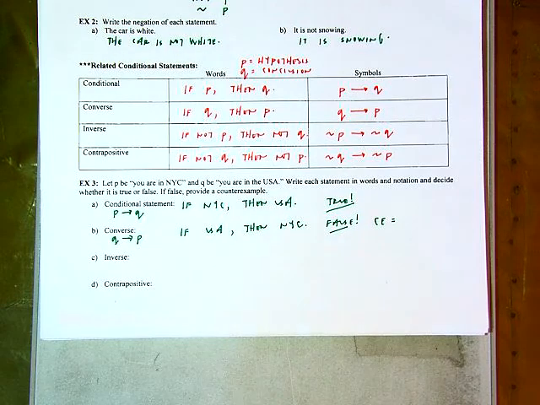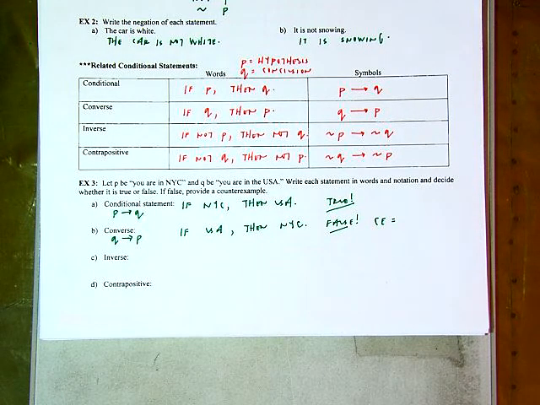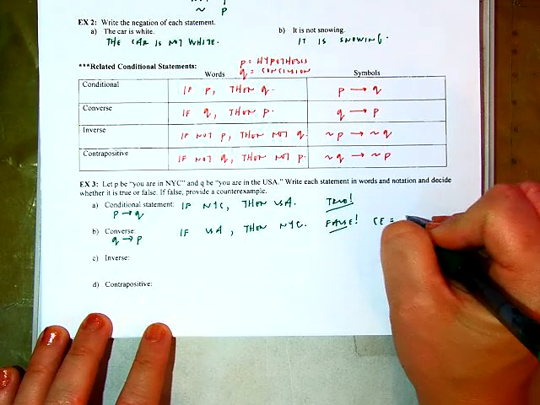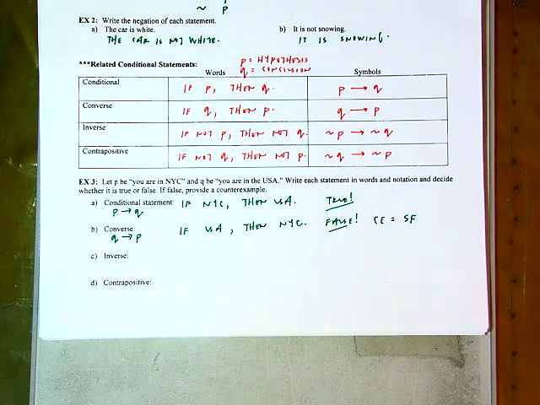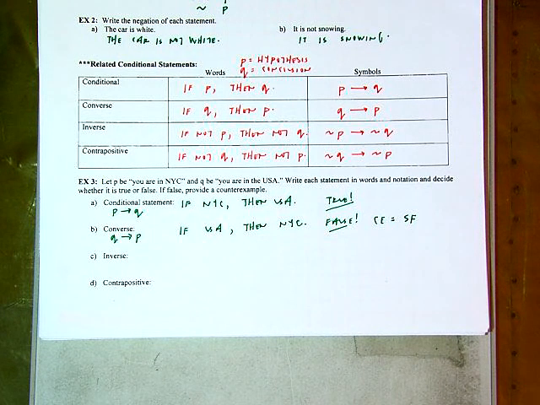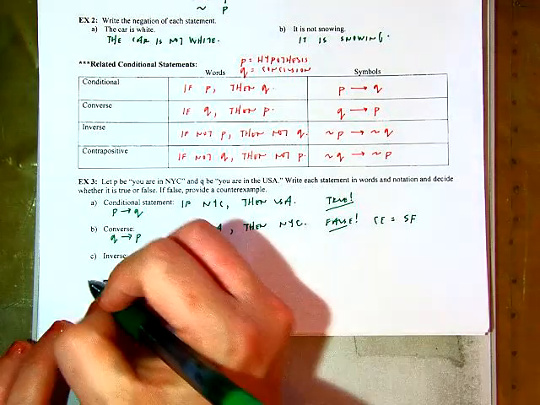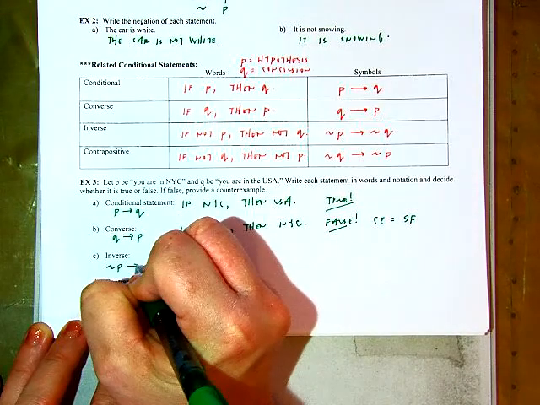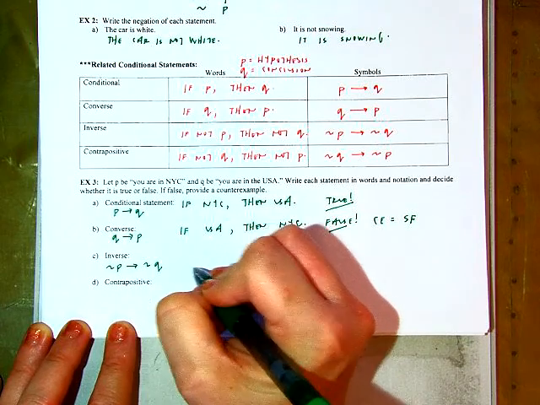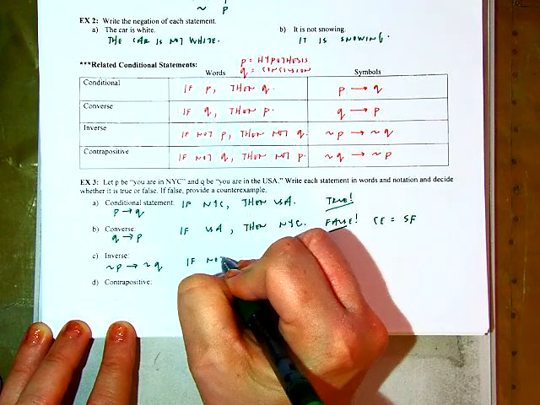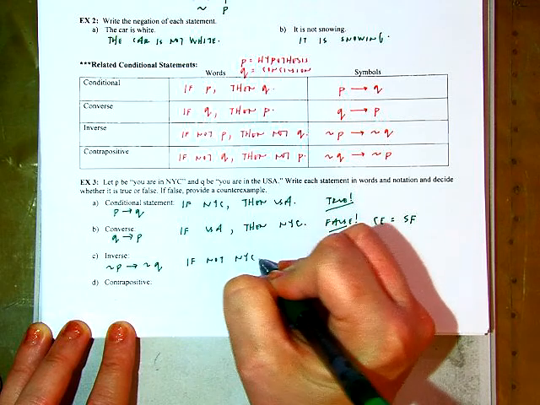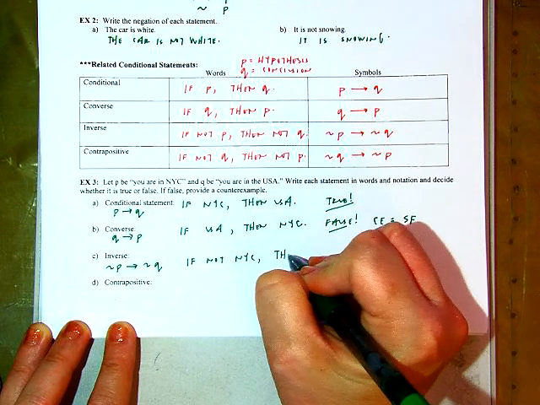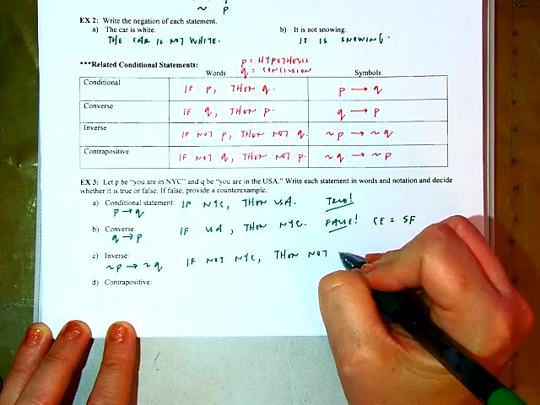Okay, so something close to home, a time that we're in the US, but not in New York City. We could be in San Francisco, for example. Right, so that would be an example that illustrates why that statement is not true, why it's false. Okay, the inverse is going to negate the original conditional statement. So we're saying not P to not Q. So if we are not in New York City, then we are not in the USA.